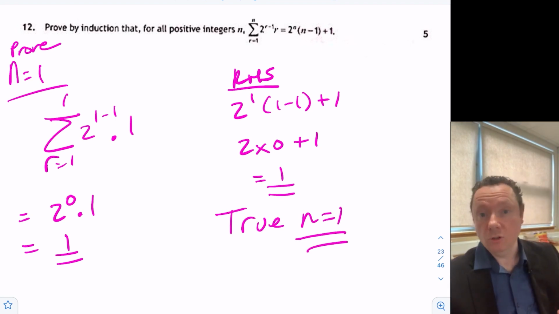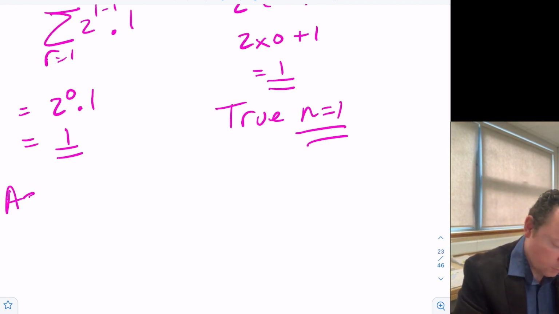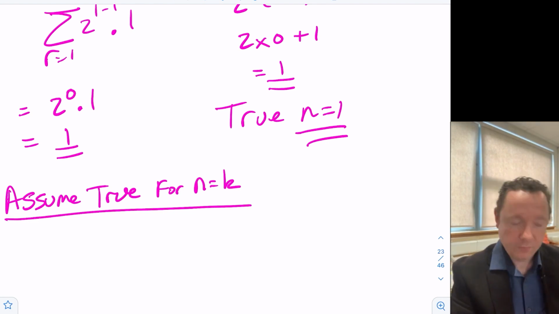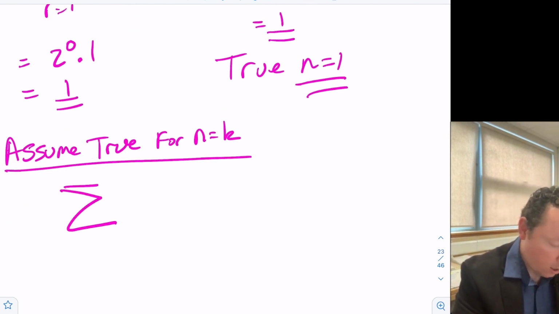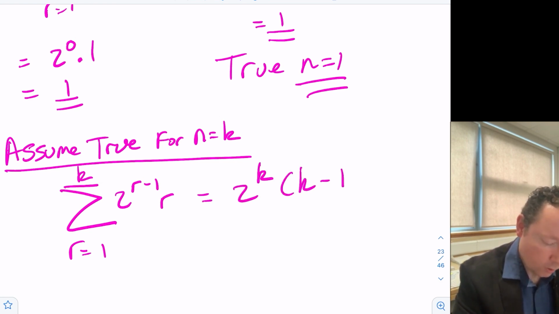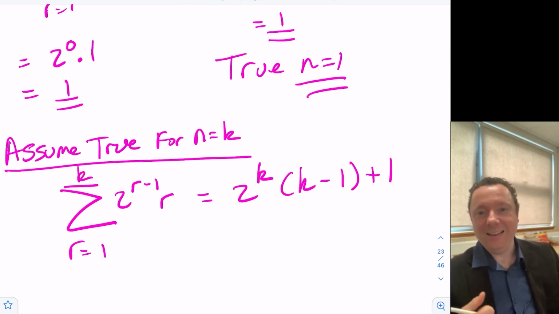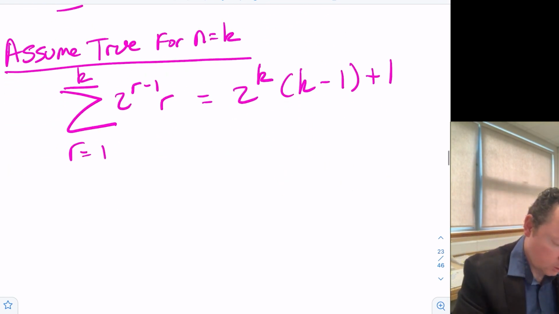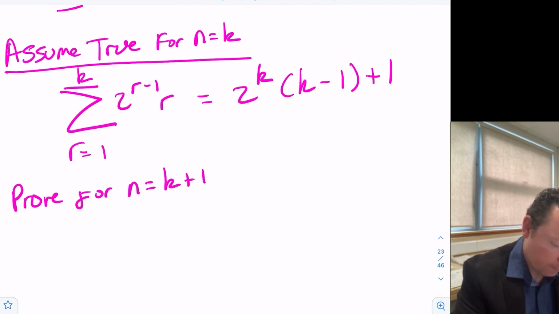And now we're going to assume it's true for n equal to k. So assume true for n equal to some number k. That means the sum from r equals 1 to k of 2 to the r minus 1 times r equals 2 to the k minus 1, plus 1. And now we want to prove it for n equal to k plus 1.